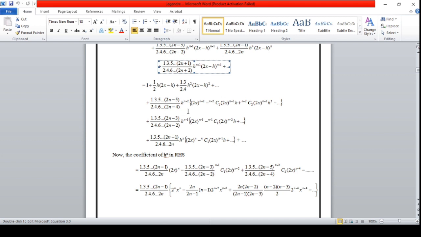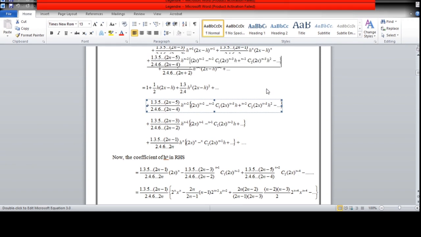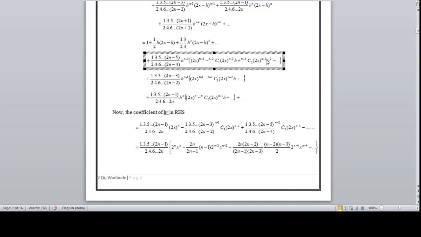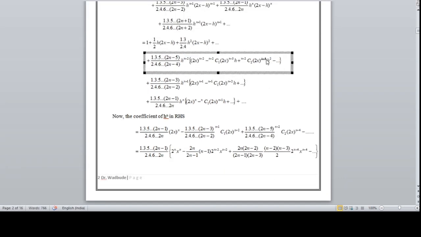We get here 1·3·5 up to (2n minus 5) upon 2·4·6 up to (2n minus 4) h raised to the power n minus 2, bracket (2x) raised to the power n minus 2 minus (n minus 2)C1 twice x, n minus 2, (2x) raised to the power n minus 3 h, plus (n minus 2)C2 twice x raised to the power n minus 3, n minus 4, x square h square. This is actually n minus 4.